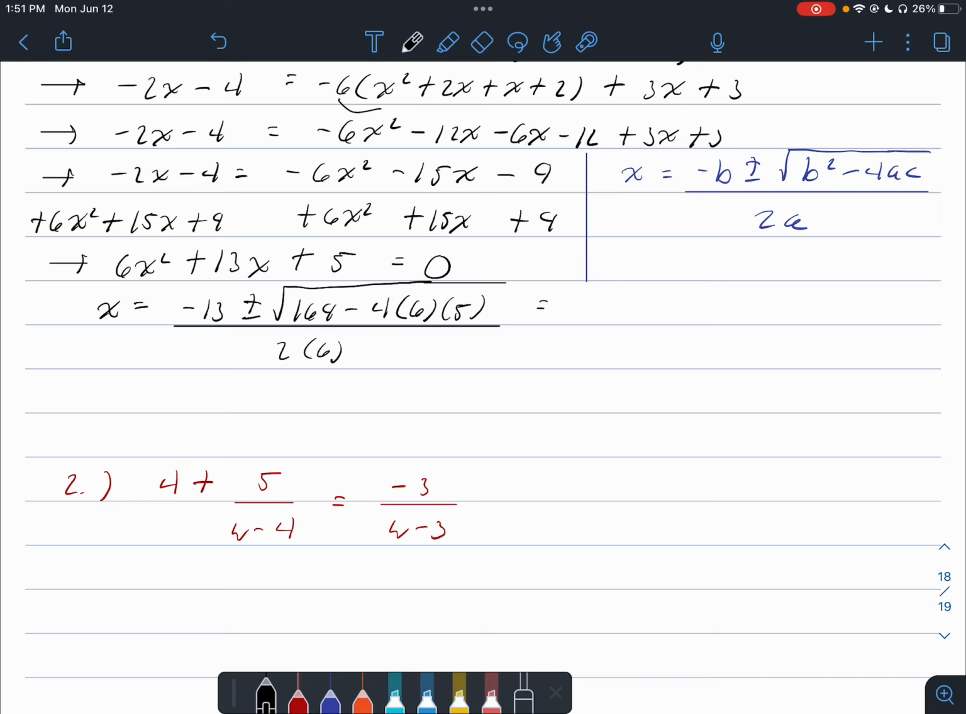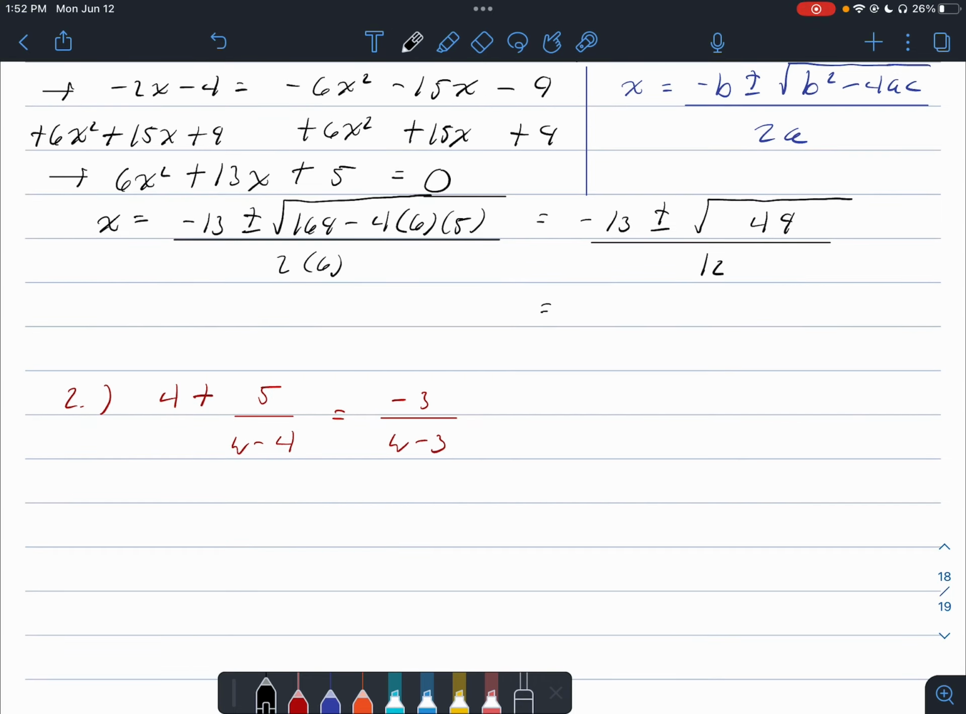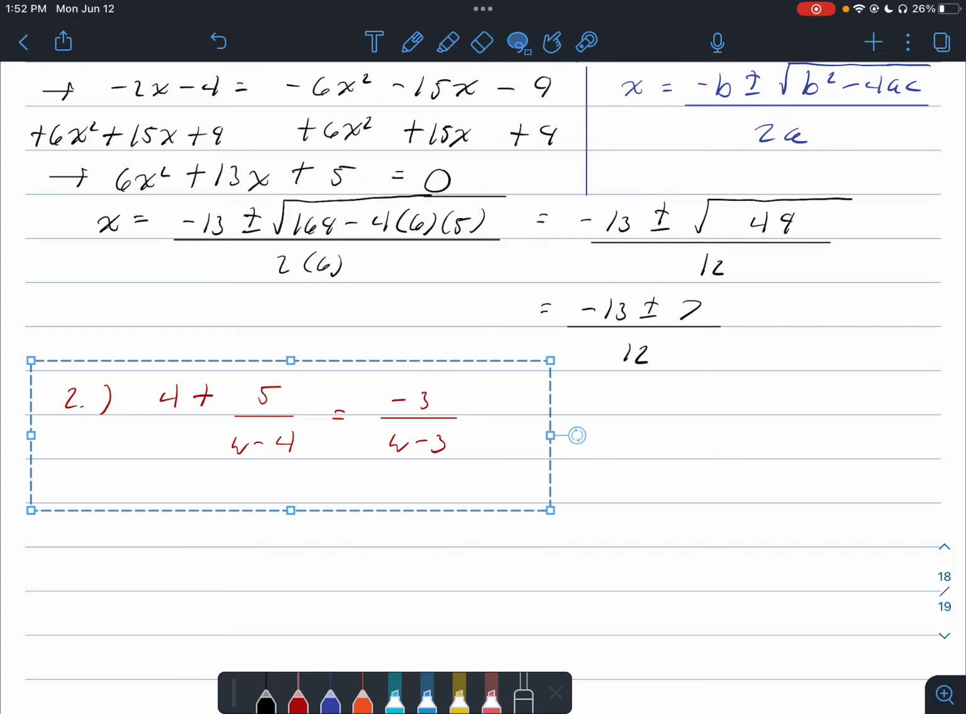Okay, so this will become negative 13 plus or minus the square root of 169 minus 4 times 6 times 5, which is 120. So 169 minus 120, which is 49. And this is all going to be over 12. That's nice because the square root of 49 is just 7. So we have negative 13 plus or minus 7 all over 12. Okay, and this should simplify actually quite nicely. So we're going to move this down a little bit further.